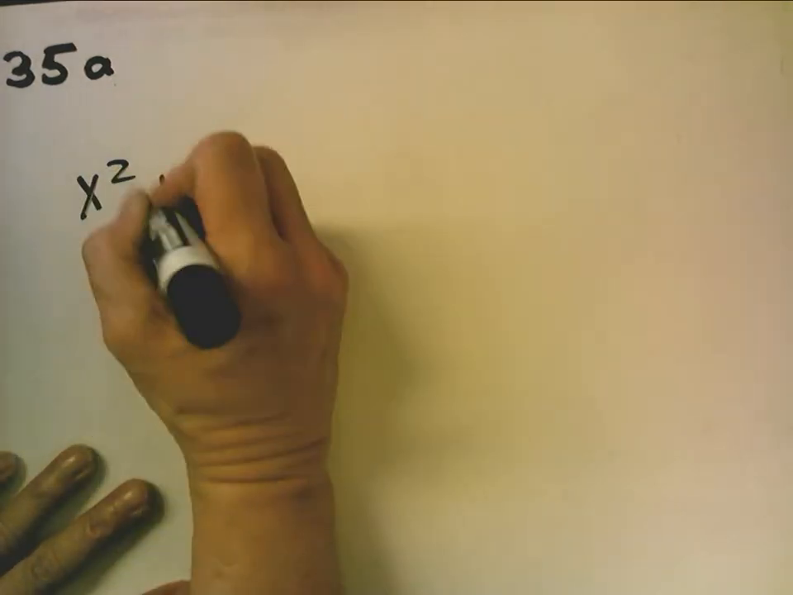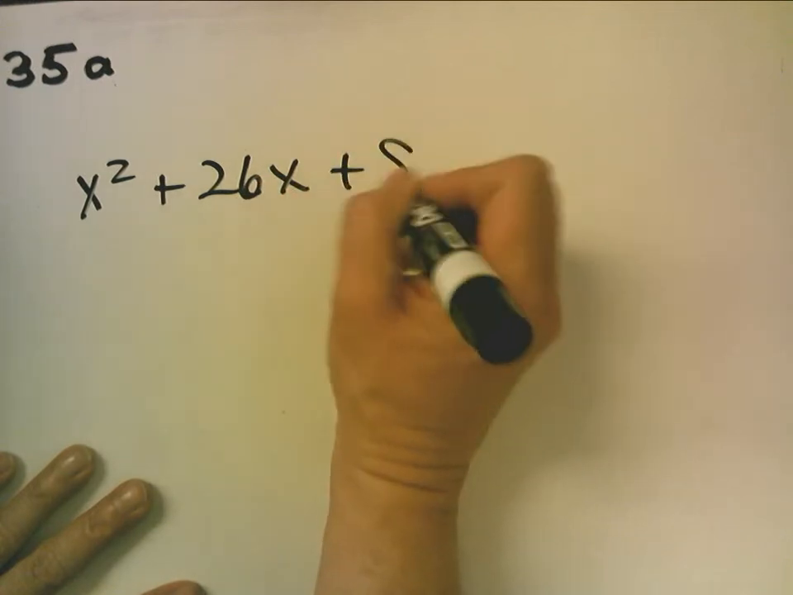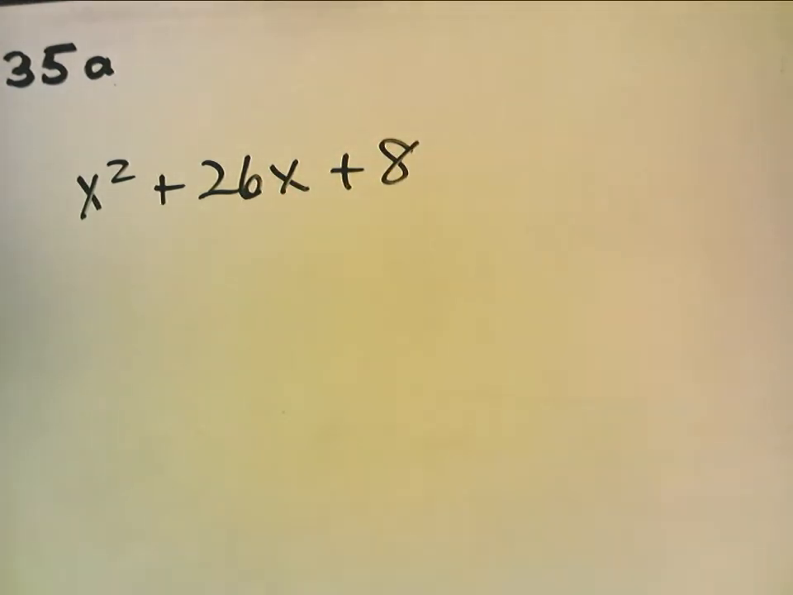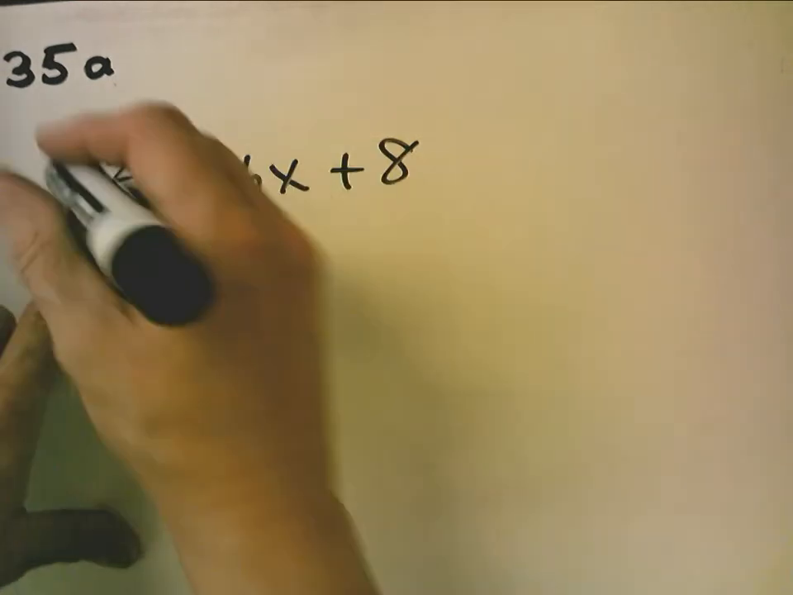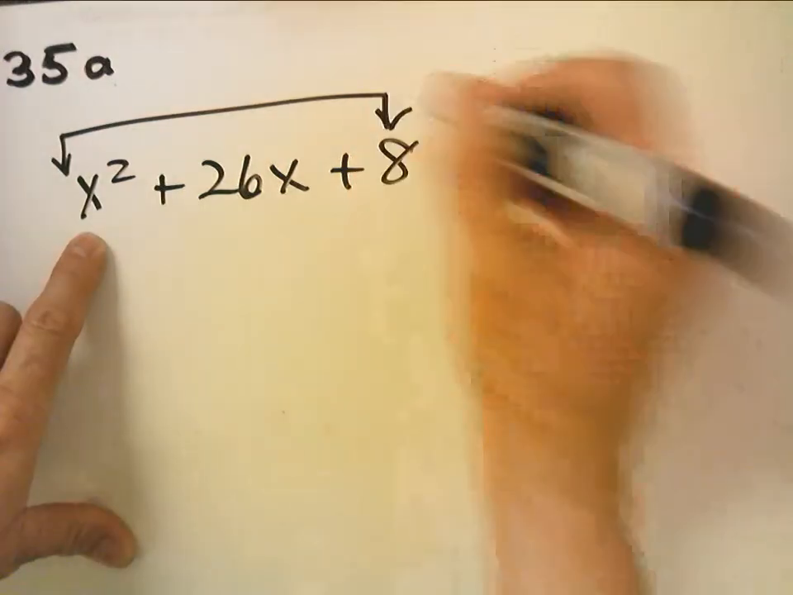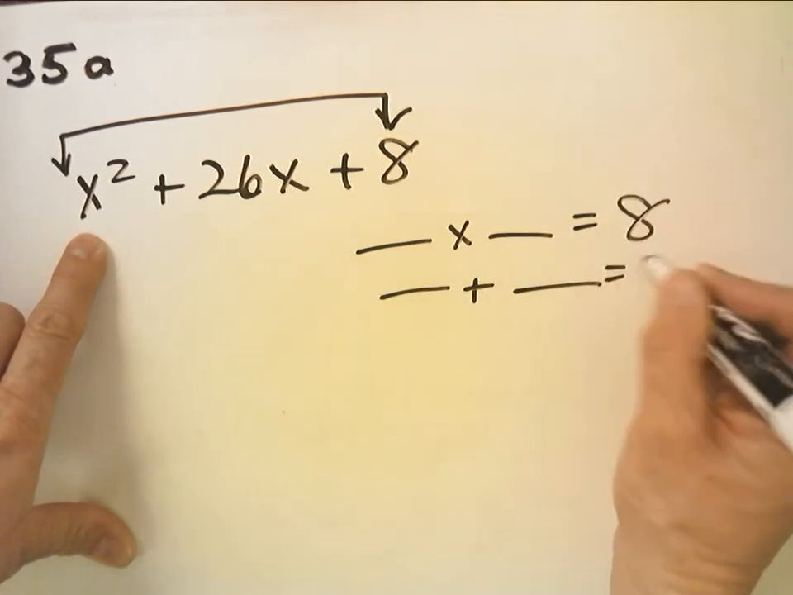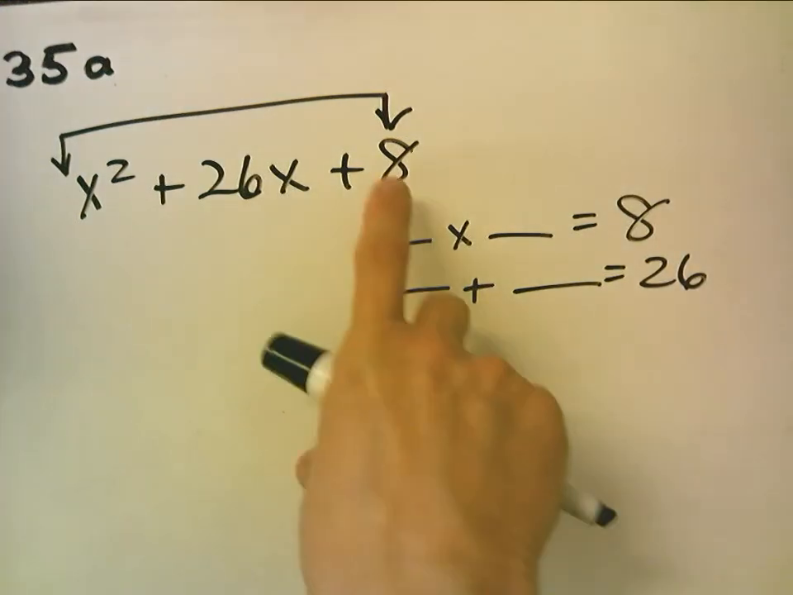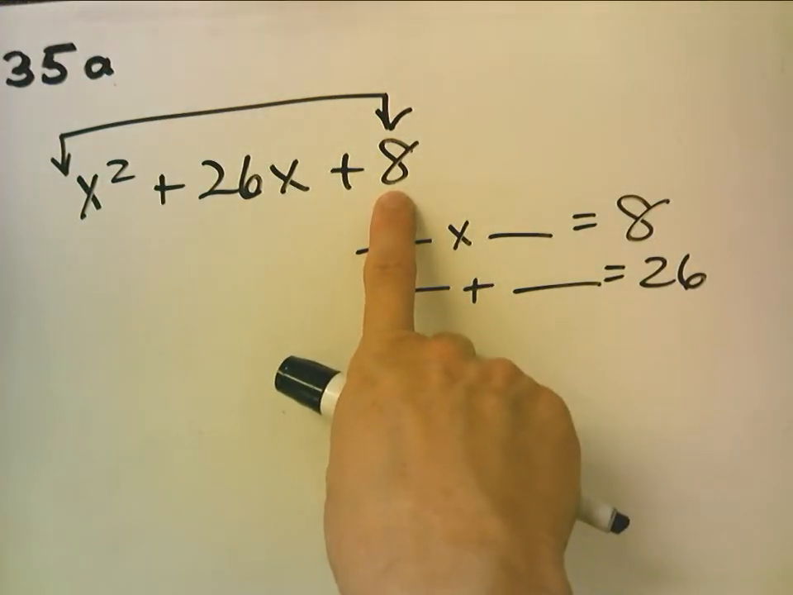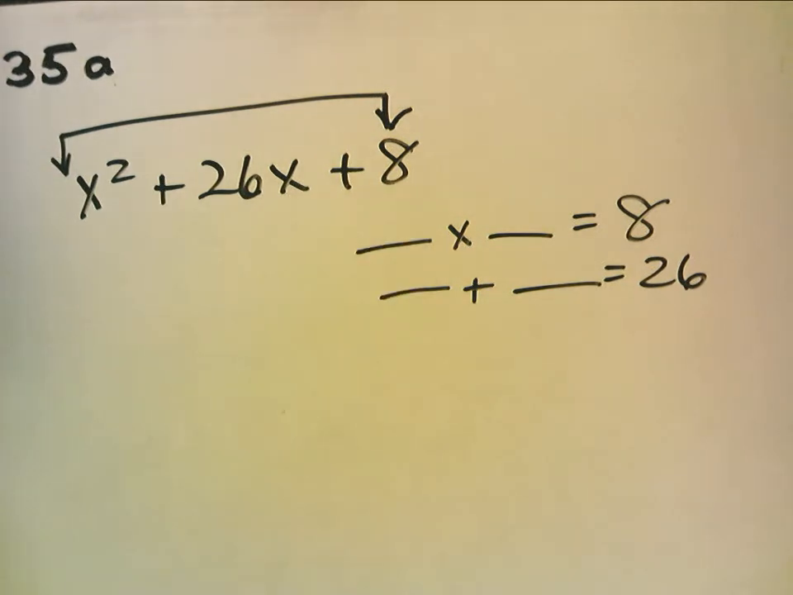Now, I want to go over the difference between a prime trinomial and one that can still be factored. So if we look at x squared plus 26x plus 8, we ask ourselves, is there any possible way that two numbers multiply to equal 8 but add up to equal 26? That's impossible, because the only factors of 8 are 1, 2, 4, and 8, and none of them add up to 26. So we would call this prime.